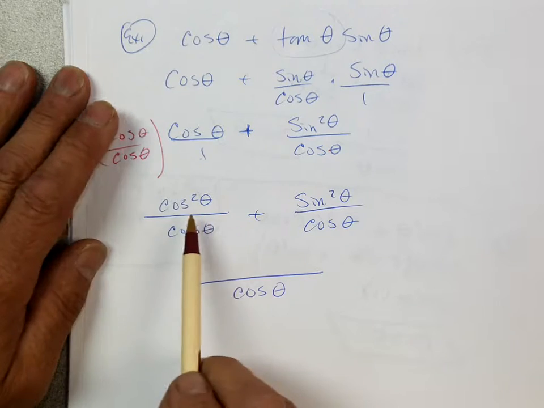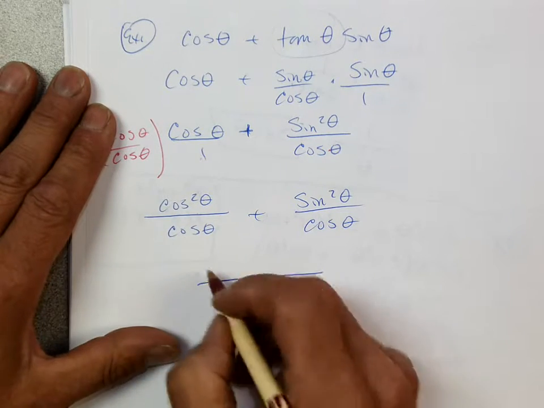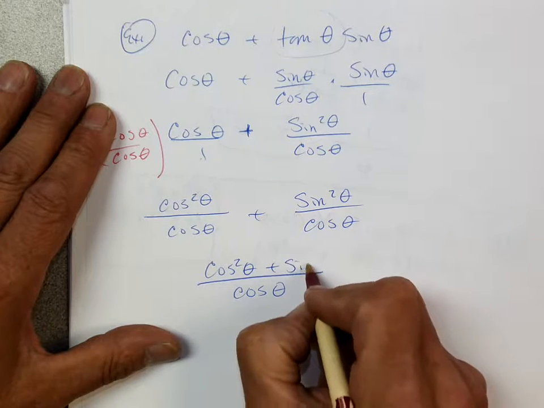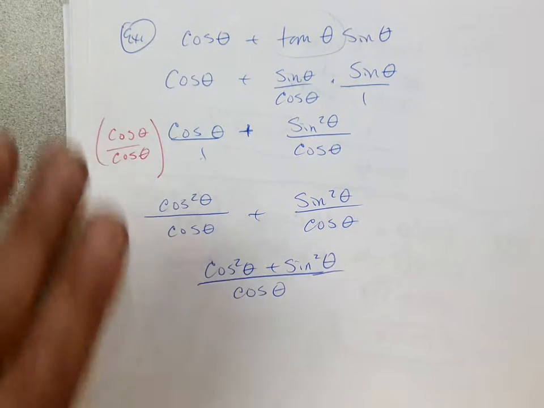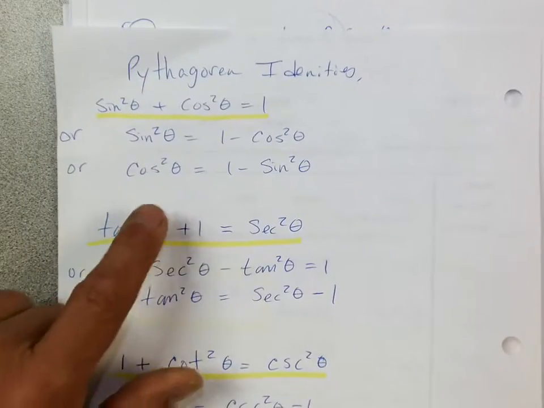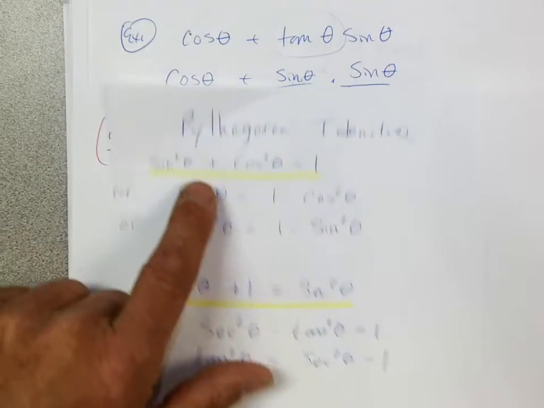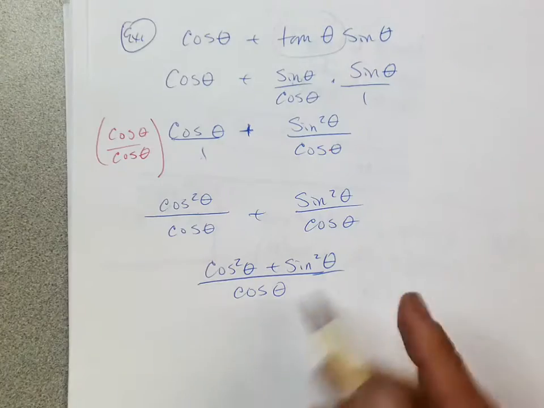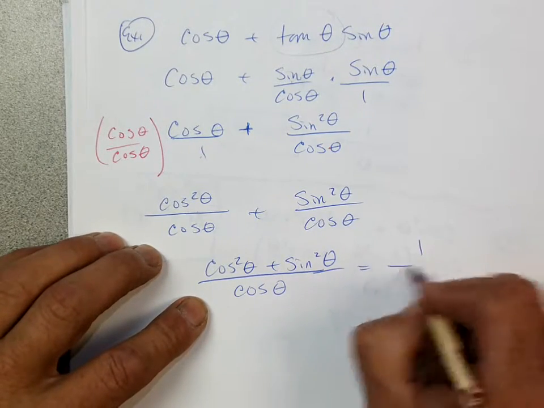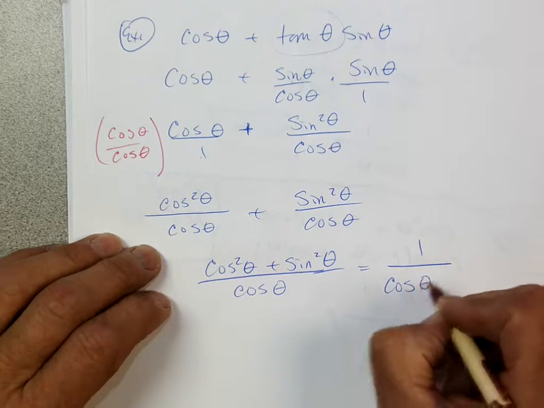Now my numerator, or the top, is going to be cosine squared theta plus sine squared theta. Hey, we just did that identity, didn't we? Didn't we just see that cosine squared plus sine squared is equal to 1? So this is going to be 1 over cosine theta.